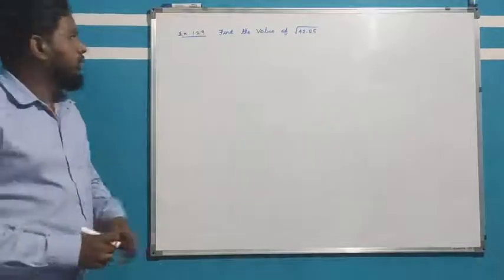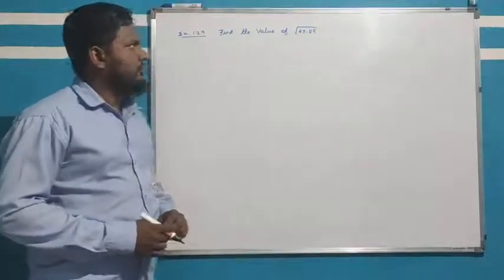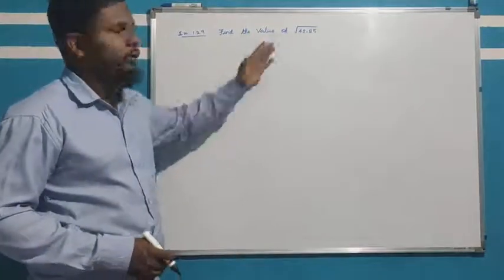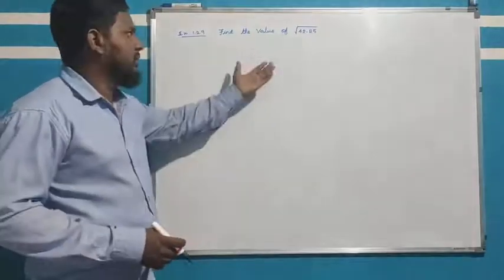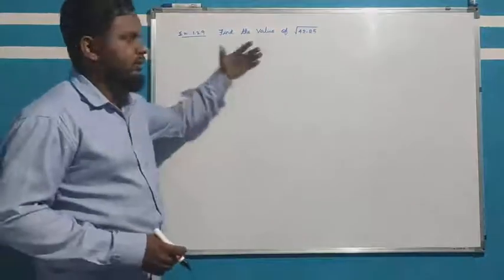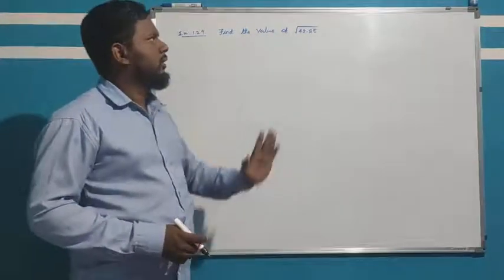So you can say example 1.29. Find the value of square root of 42.25. Here they have only given find the value; they didn't mention any method. So we can use any method: the long division method or the prime factor method.